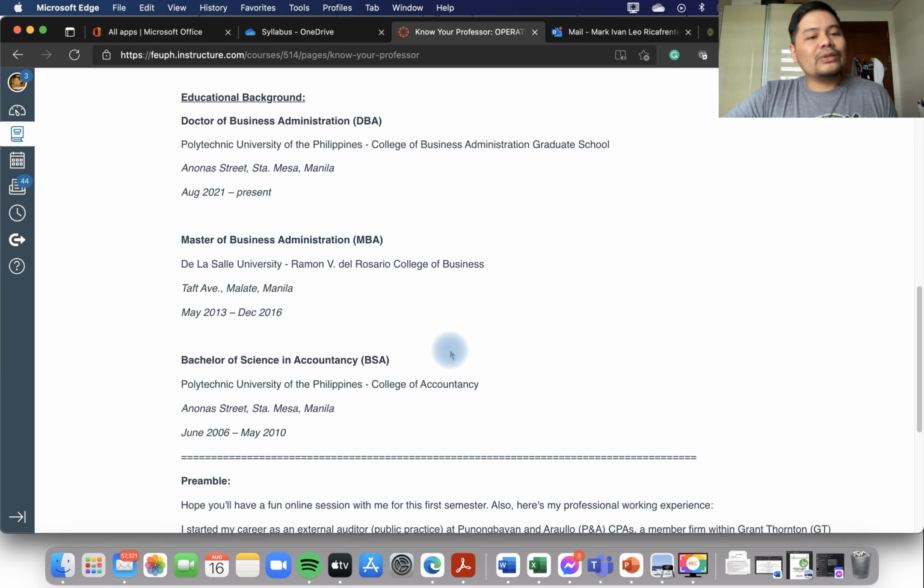Before that, I already took up my MBA, or Master of Business Administration, from De La Salle University, Manila. I graduated last December 2016. And my undergrad, of course, is the BSA, or Bachelor of Science in Accountancy, which I earned from PUP, College of Accountancy, also in Manila, last May 2010. So I really love PUP. But don't get me wrong, I also love the FEU students.